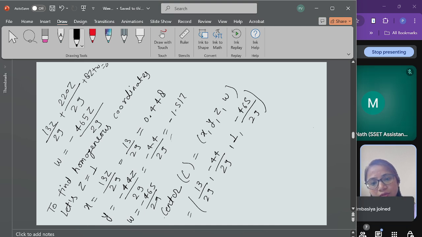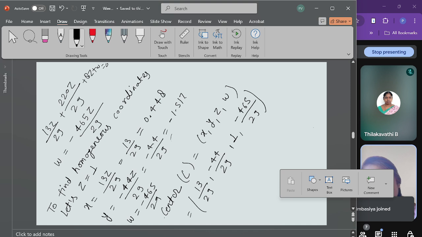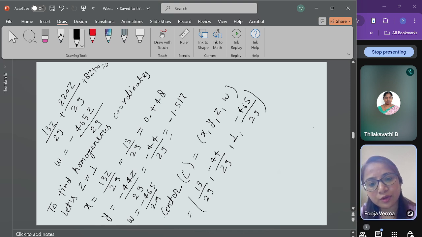So to normalize these values, to put w equal to 1, because w is 1 here, the last term should be 1, right? So what we need to do is divide all these values by minus 465 divided by 29 to normalize these values. So can you divide and let me know what the values will be?